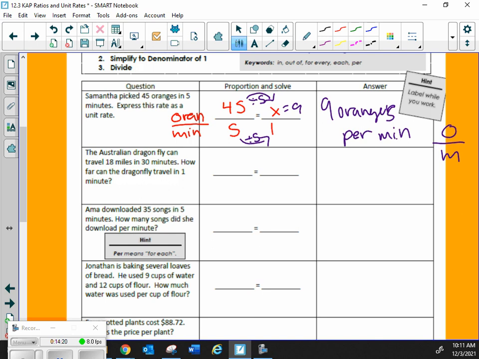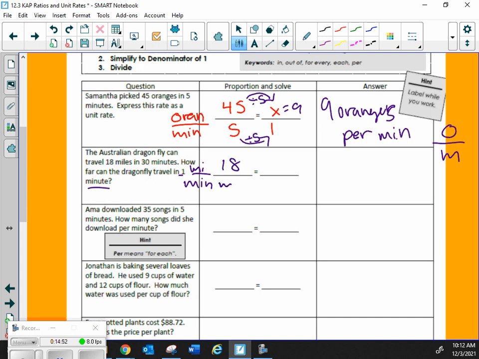The Australian dragonfly can travel 18 miles in 30 minutes. How far can the dragonfly travel in 1 minute? So if I'm going for 1 minute, is that going to be my denominator or my numerator? Denominator. So my numerator is going to be miles. Set it up. Solve. Ryan, what number is going to go in the top? Top is going to go 30. I disagree. That doesn't match up with my units.